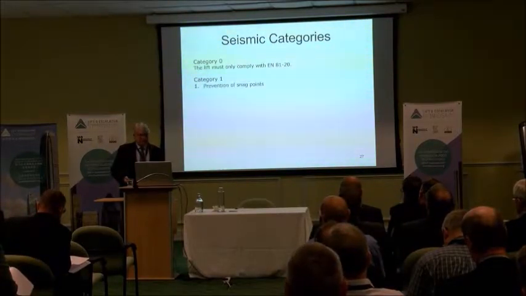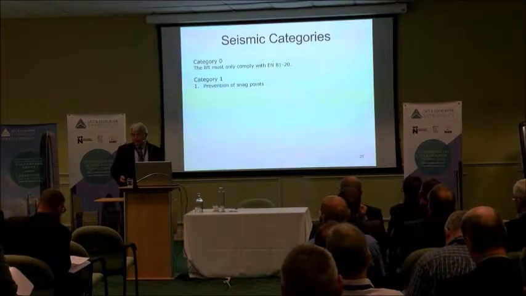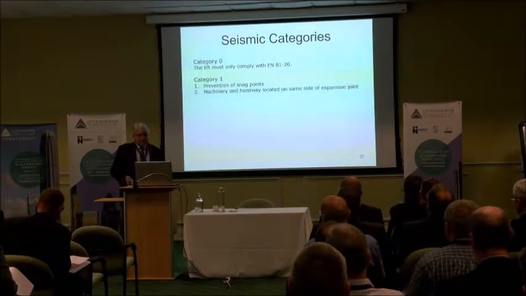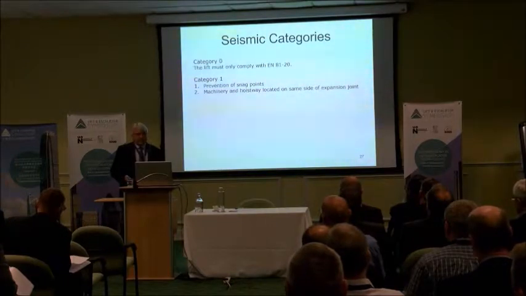So category 0, we just have to comply with EN 81-20/50. Category 1, you have to do things like prevention of the snag points. Usually it means running a little cable between the brackets so that they won't hook around. The machinery has to be located on the same side of an expansion joint. Never considered this before until I read the code, but it makes very logical sense. If you have an expansion joint, things are going to move apart.